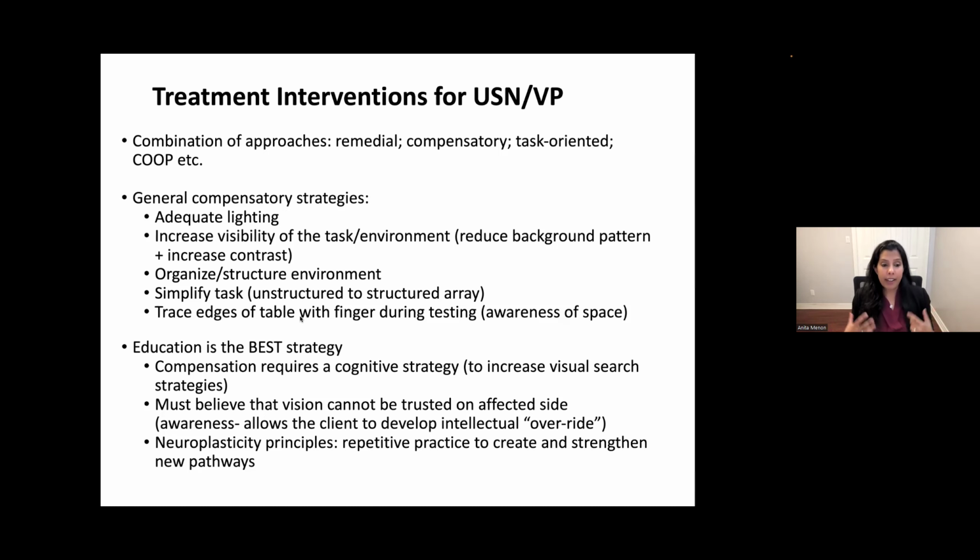And so just bringing that awareness to the client will help them develop what we call an intellectual override, where the client uses their cognitive skills or capacities to understand that they haven't seen all that there is to their environment, that they need to continue scanning as much as possible, even if their eyes are telling them that that's all they have to see, right? So it's really like overshooting, really exaggerating their scanning beyond what they perceive visually.